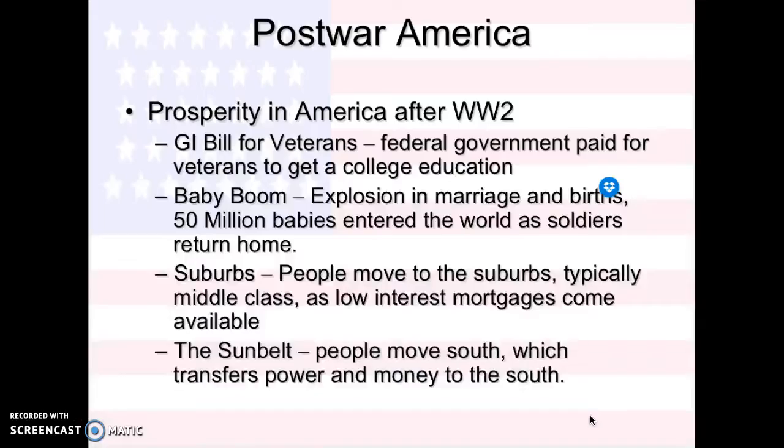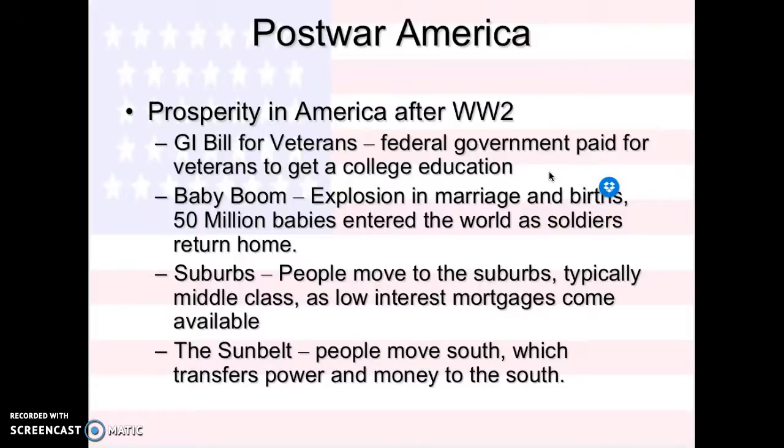All right, so post-war America: there's prosperity in America after World War II. The GI Bill for the veterans was federal government money paid for veterans to get a college education. There was a baby boom, and we call these people the baby boomers. This is after people came back from World War II. There were lots of marriages and lots of births, so I'll let you think about that. But that really has an impact later on in the 80s and 90s.